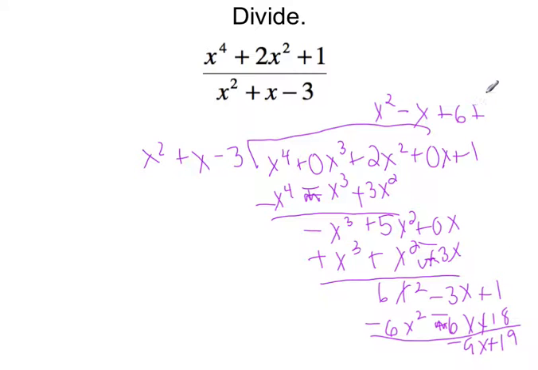So now plus minus 9x plus 19 over x squared plus x minus 3. And there's the answer. So the process is exactly the same, except that you've got to put those placeholders in.